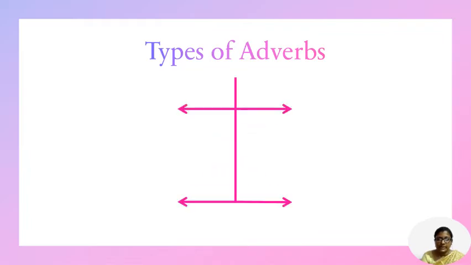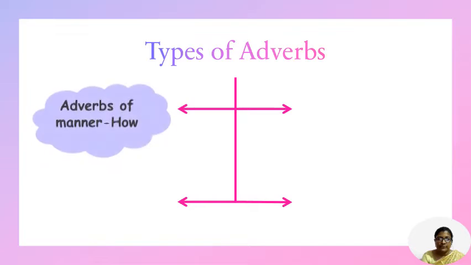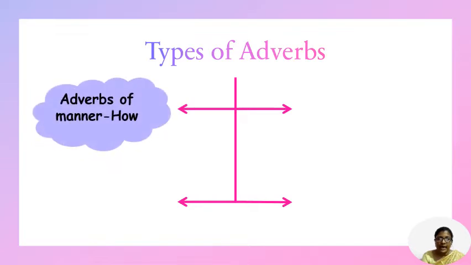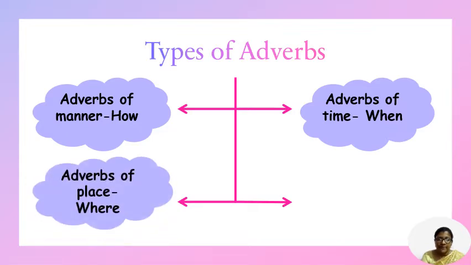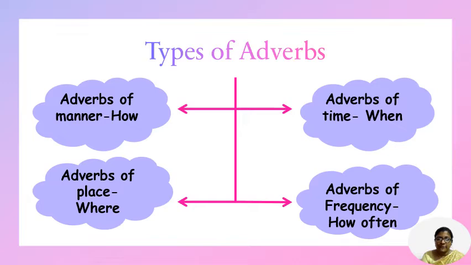Next, let us see the types of adverbs. There are four types of adverbs. They are adverbs of manner. It explains how an action takes place. The next one is adverbs of time. It explains when an action takes place. And the third one is adverbs of place. It explains where an action takes place. And the fourth one is adverbs of frequency. It explains how often an action takes place.